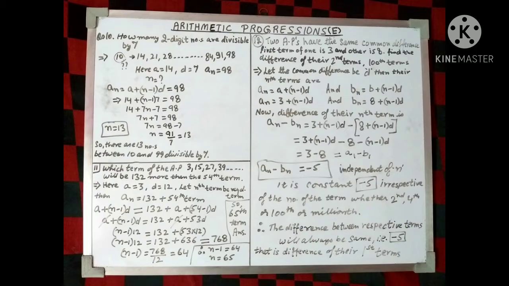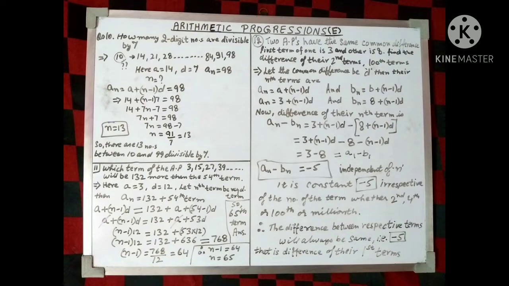Let the common difference be d, which is common to both the APs, right? Then the nth terms of both the APs are written as an is equal to a plus n minus 1 d, and for the other one, let bn is equal to b plus n minus 1 d, right? So we put the values of the first terms. We write an is equal to 3 plus n minus 1 d and bn is equal to 8 plus n minus 1 d. Now we find the difference of these nth terms, that is an minus bn.